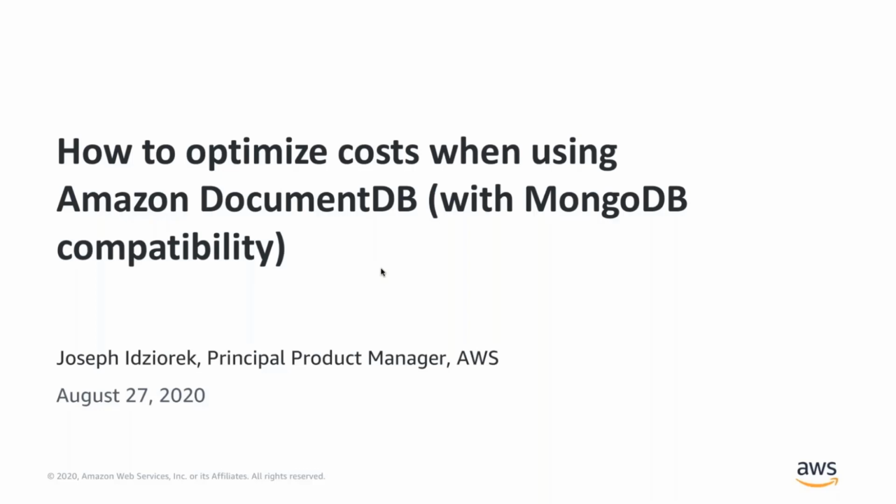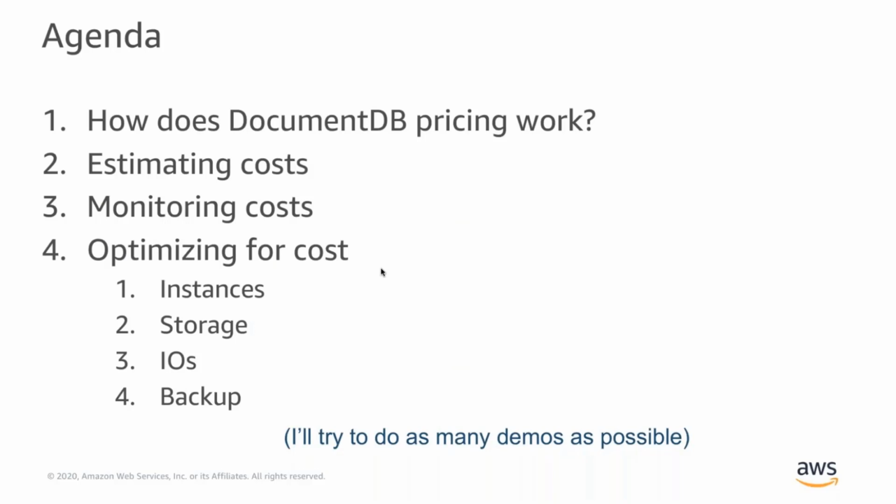And today's webinar, we are going to talk about how to optimize cost when using Amazon DocumentDB with MongoDB compatibility. So first we're going to talk about how pricing works for DocumentDB. It's hard to optimize for cost if we don't have the primitives down. So we're going to go through that. We're going to go through a lot of examples. I've created a lot of scenario-based examples just to hopefully make the points and the concepts more tangible.